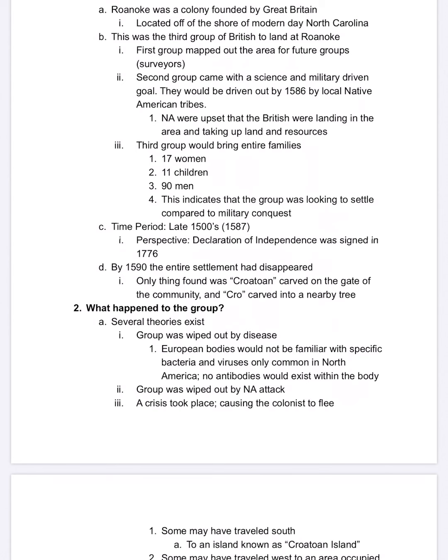Also, understand that this colony that was settled was not the first one, and it wasn't the first group to be here either. The British had actually sent two other groups to the same location in years prior. The first group showed up to map out the area for future groups. They are surveyors. Think back to our social science tools. These are the individuals that would pull together data in order to form maps and potentially create the best solutions or best ideas on where to construct a society.